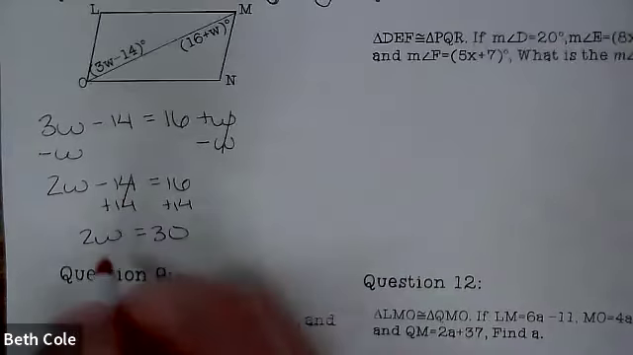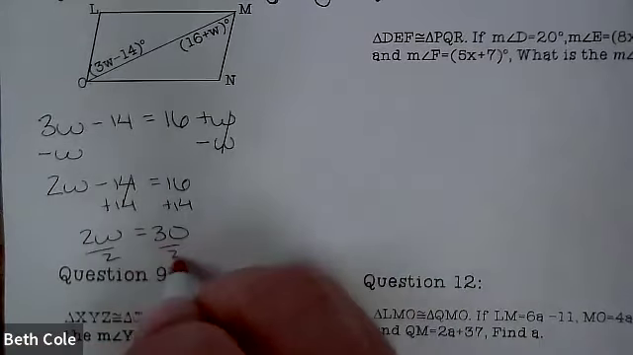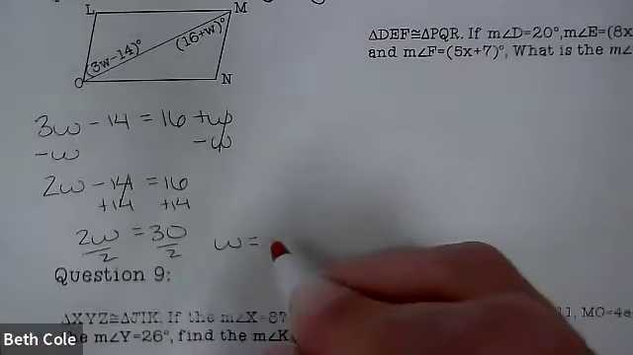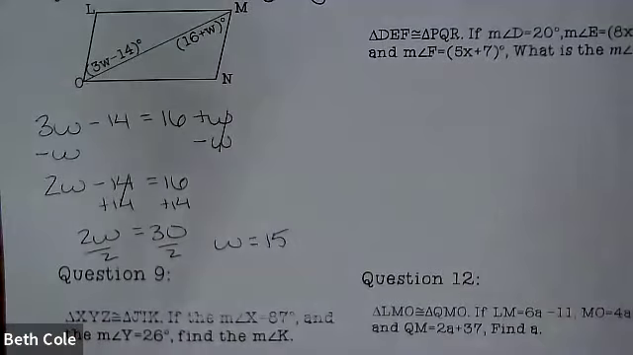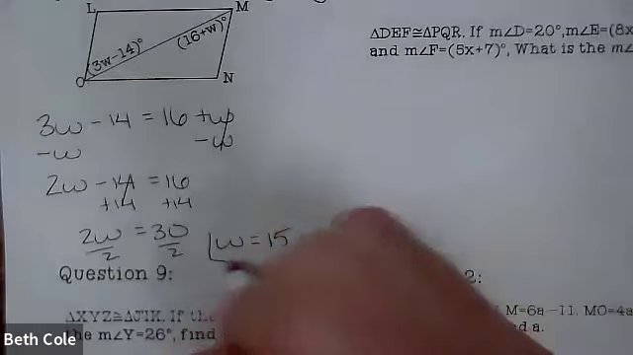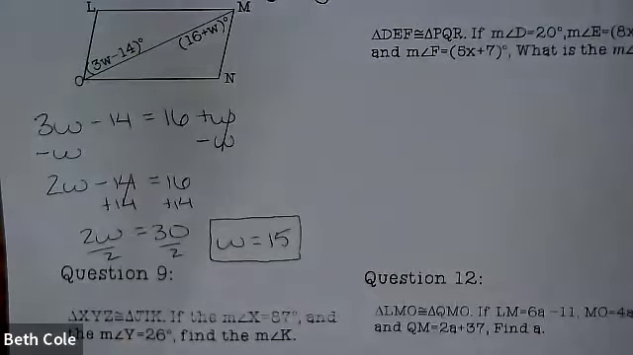And then your last step is divide by 2. Does anyone know 30 divided by 2? It's 15. Is that what they asked for, W? Are we done? Or do you have to plug that back in and find something else? Yep, we're done. It just said solve for W, so we're finished. But you always want to check, okay?